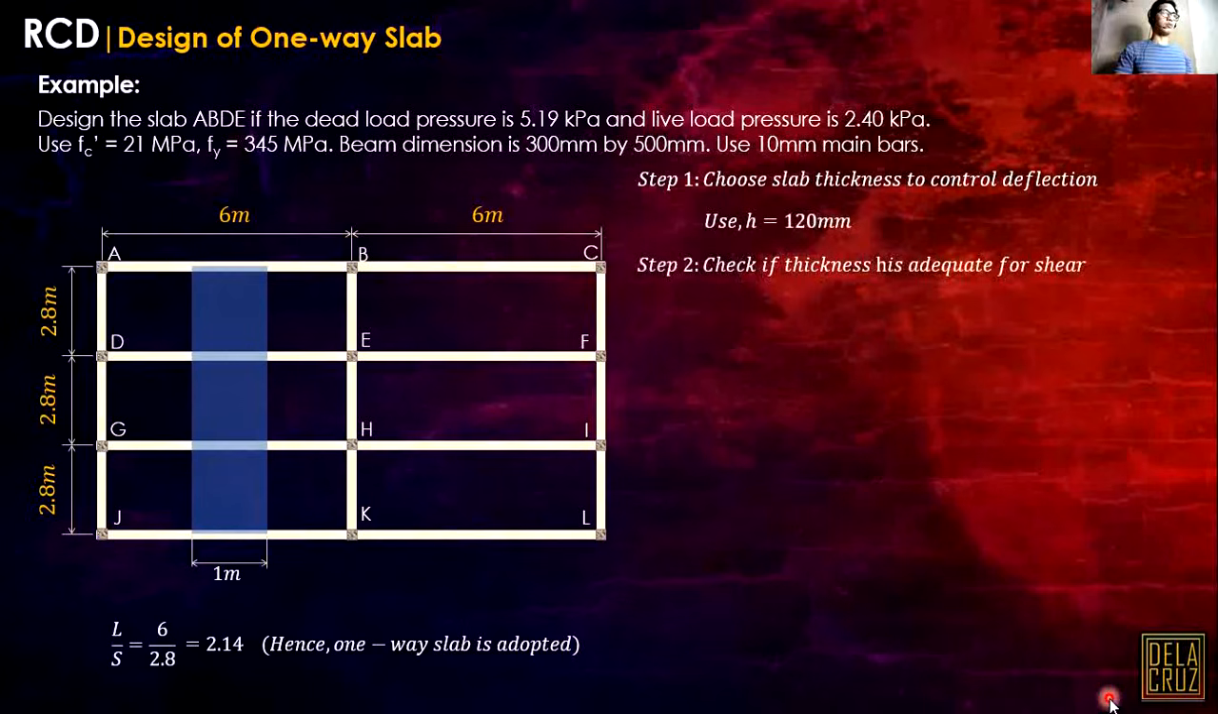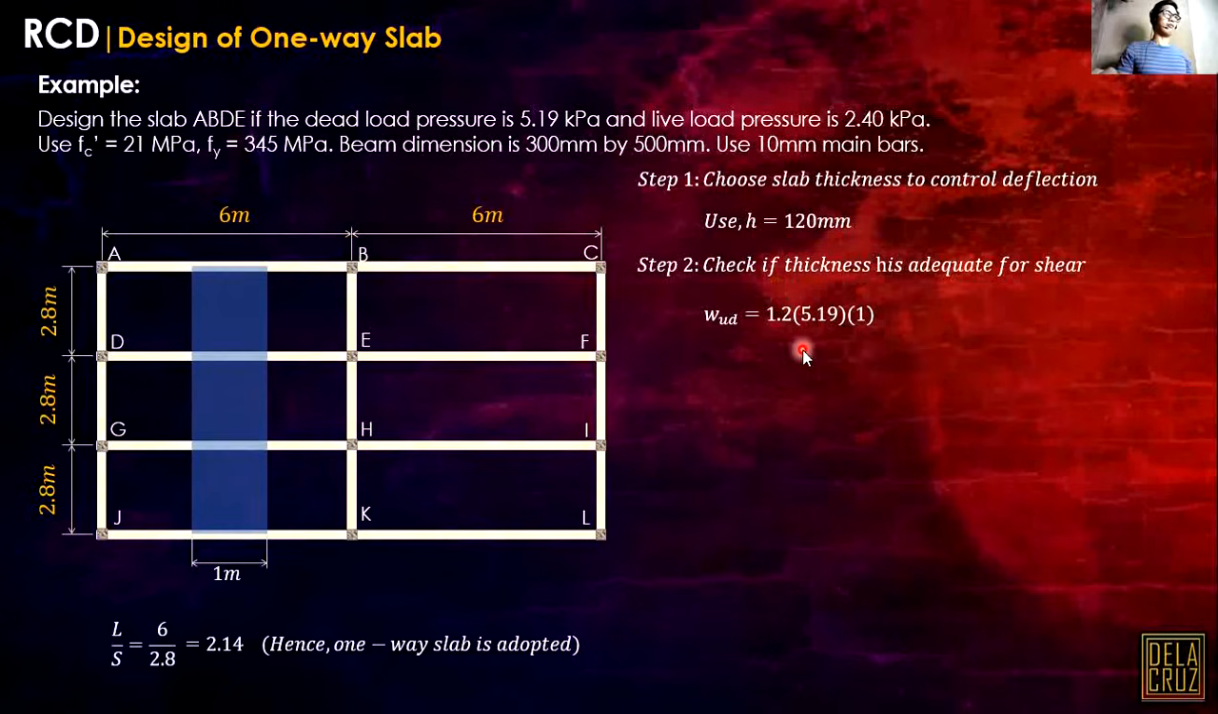Now, step 2, check if the thickness is adequate. This should be adequate for shear. So, we need to calculate the shear at the ends. The factored shear. So, let me calculate first the uniform dead load, the factored dead load.